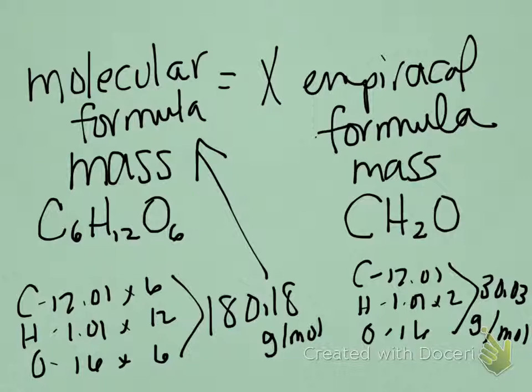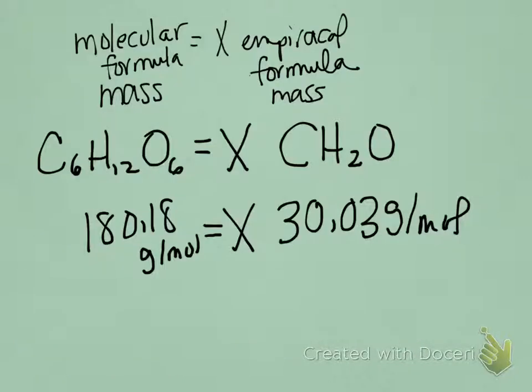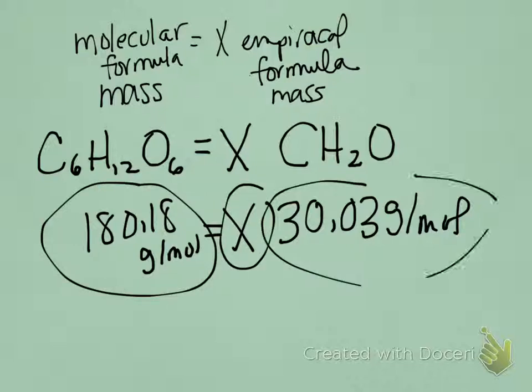So let's try something, shall we? Let me move a few things around here. Okay. So we're asserting that the molecular formula mass is equal to some number times the empirical formula mass. Looking at this visually, we know that if we multiply all the subscripts in the empirical formula by 6, we get the molecular formula. So go ahead and solve for x.